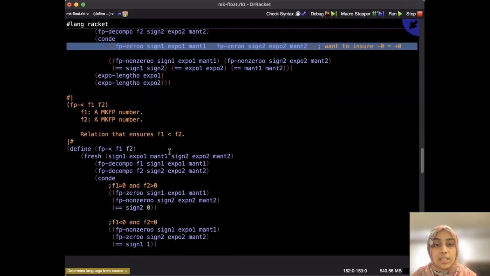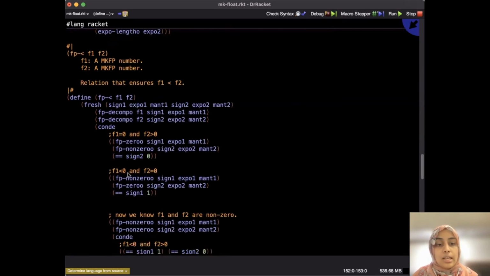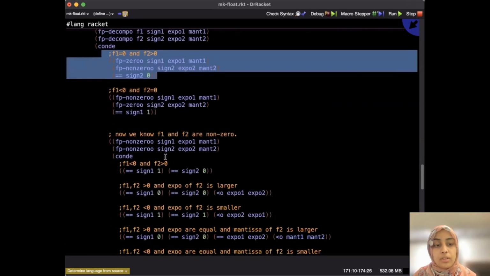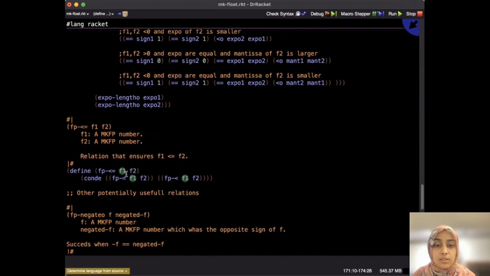Then we have the relation FP less than, and this relation can actually succeed in several ways, each corresponding to a conde branch. For example, one way for F1 to be smaller than F2 is for F1 to be 0 and F2 to be positive. Our next relation is FP less than or equal to, and this relation makes use of the previous 2 relations as discussed. Now Lucas will give you a quick demo of the less than or equal to comparison relation.